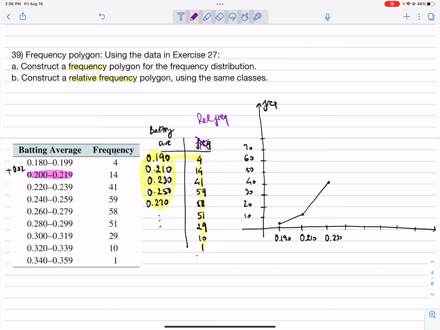And remember how to do it. We need the total, and then we take 4 divided by the total, 14 divided by the total. You can either use the decimal number or the percent.